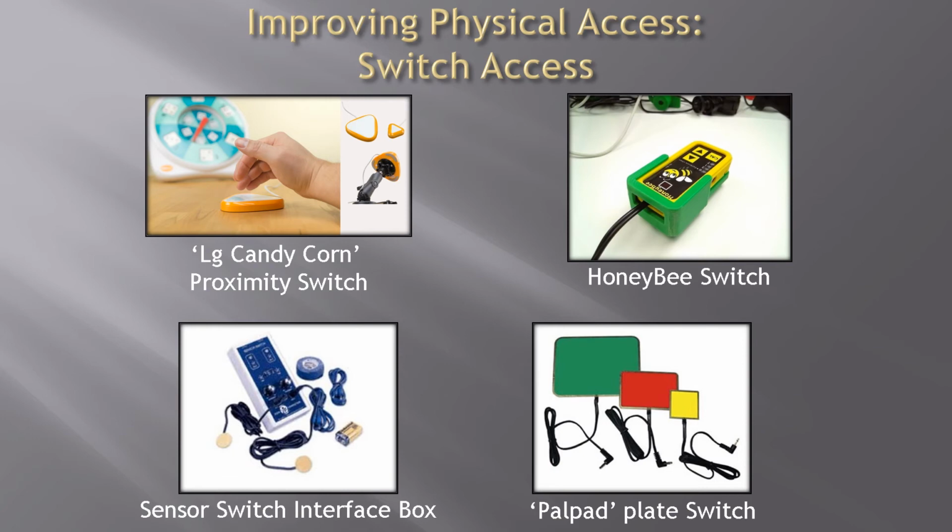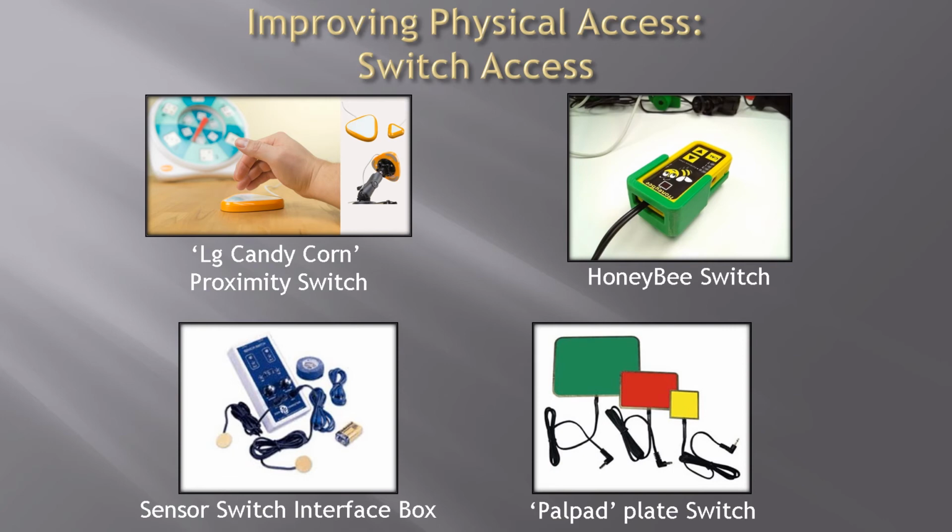The Pad plate switches in the bottom right corner are a different type of switch. There is no mechanical movement. There are electronic traces under the surface so that when you brush the surface with a body part, it will activate the switch.